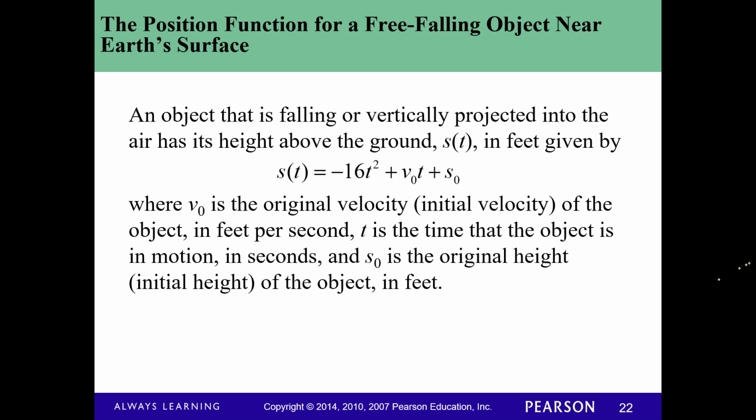Okay, so we now have an application problem, and let's go through it. It says an object that is falling or vertically projected into the air has a height above the ground, s of t in feet, given by this formula: -16t squared plus v naught t plus s naught, where v naught is the original velocity, the initial velocity of the object in feet per second, t is the time of the object in motion in seconds, and s naught is the original height, the initial height of the object in feet.